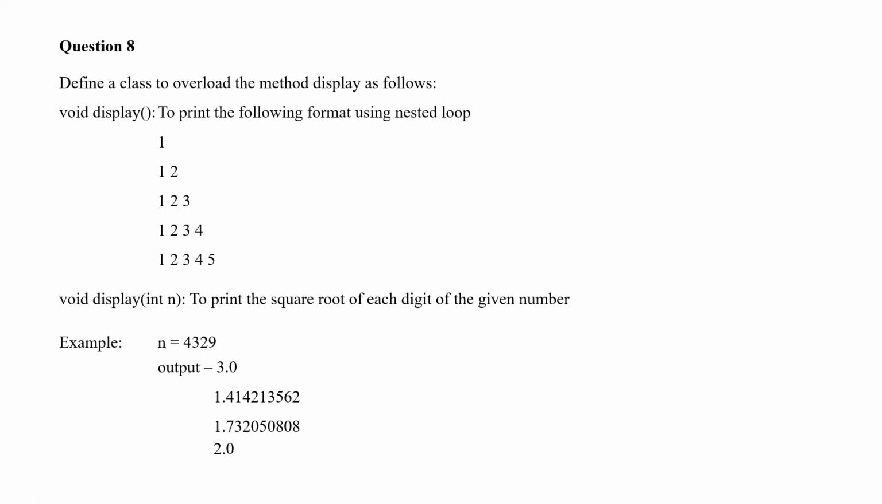And the second method is void display with 1 integer parameter to print the square root of each digit of the given number. Here the given number is 4329. So it is printing in the reverse order: 9 square root 3, 2 square root 1.4142, 3 square root 1.7320, and finally 4 square root 2.0. Let us go to the code.